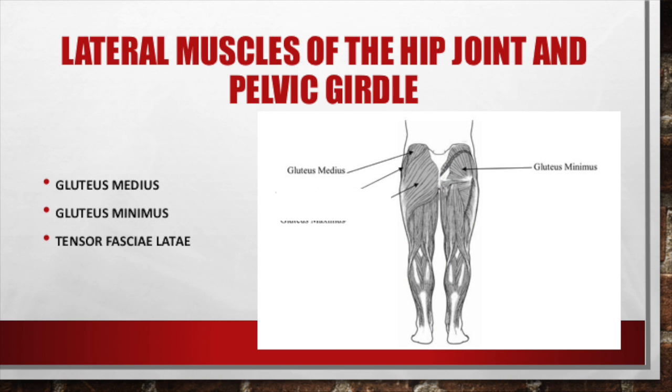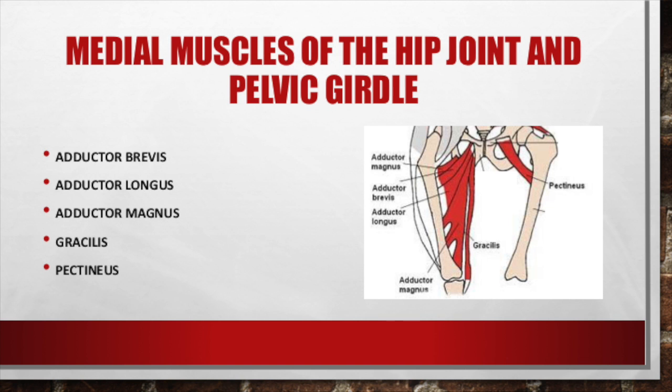Lateral muscles of the hip joint and pelvic girdle include the gluteus medius, gluteus minimus, and tensor fasciae latae. Medial muscles of the hip joint and pelvic girdle include the adductor brevis, adductor longus, adductor magnus, gracilis, and pectineus.